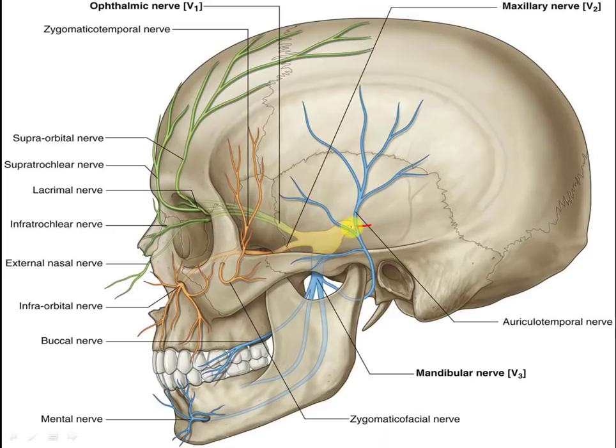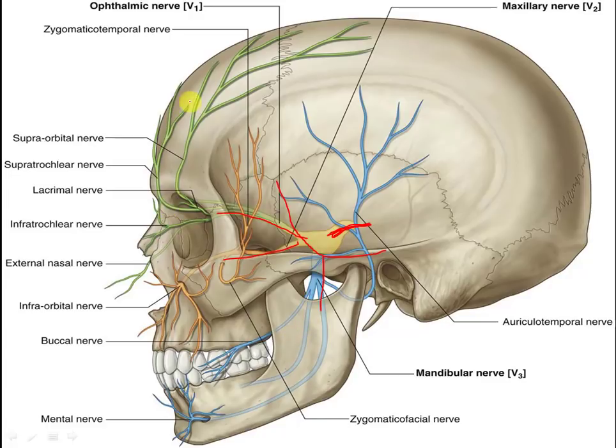For example here, this nerve is the trigeminal nerve. It's the fifth cranial nerve. It divides into 3 branches. So here at the base of the skull, these branches have to pass through certain holes at the base of the skull to reach their destination.